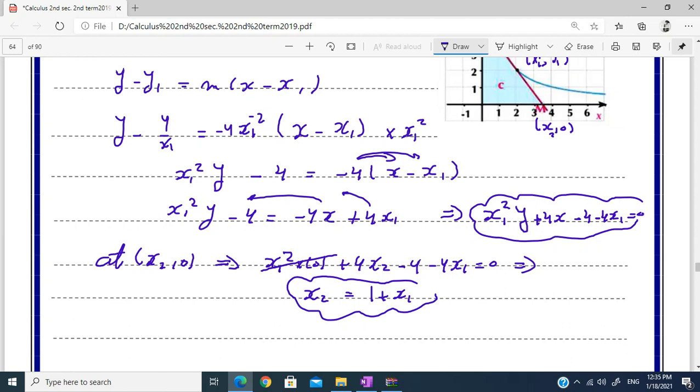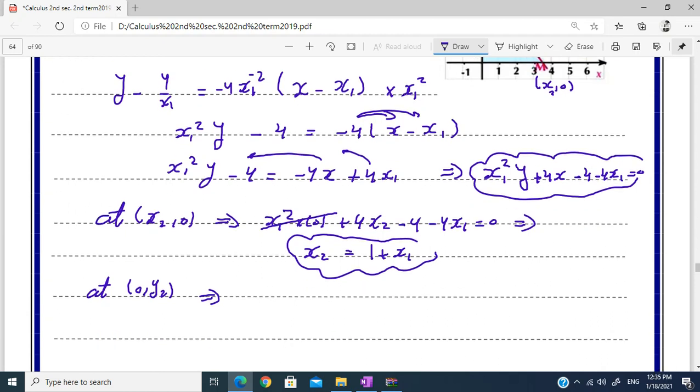And the intersection with the y-axis at (0, y2). So by substitution in the equation of the straight line, x1 power 2 y2 plus 4 times 0 is 0 minus 4x1 equals 0. So this will be cancelled. So y2 equals 4 plus 4x1 all over x1 power 2.